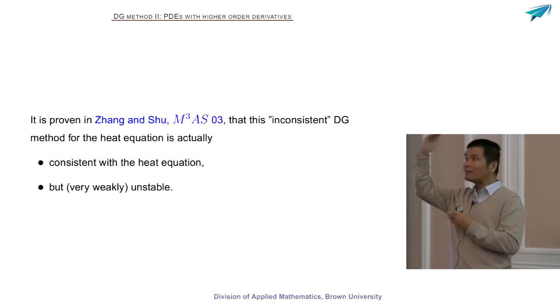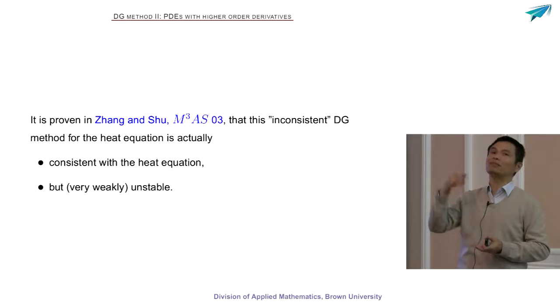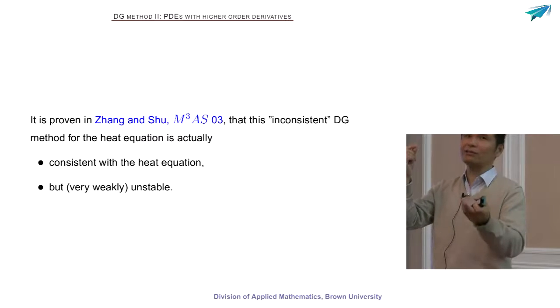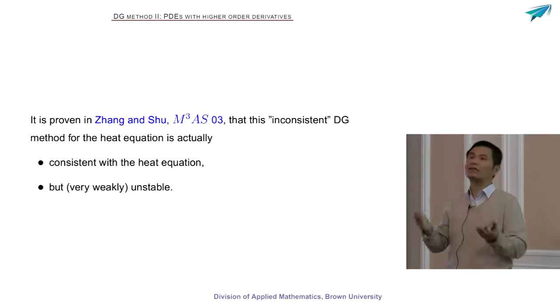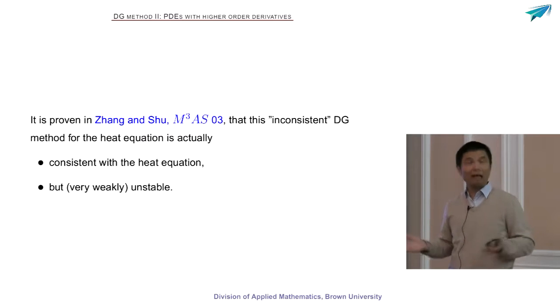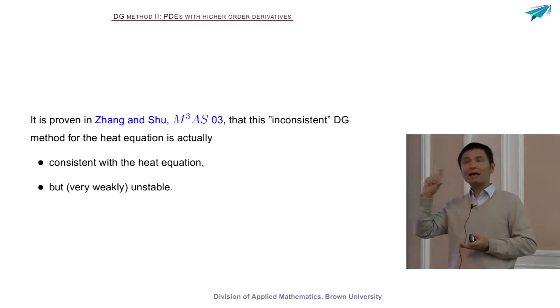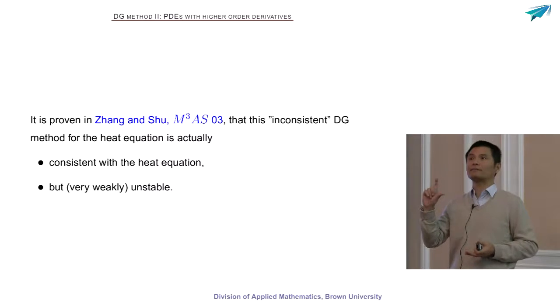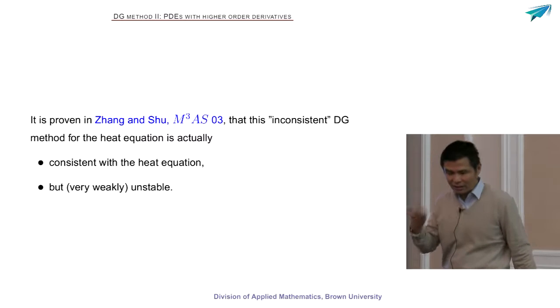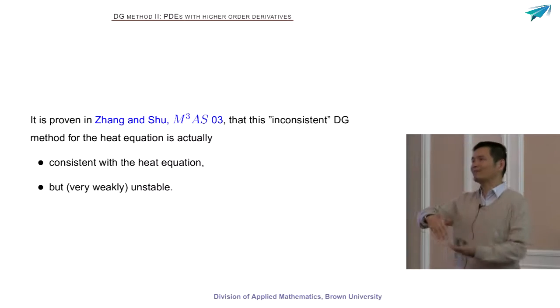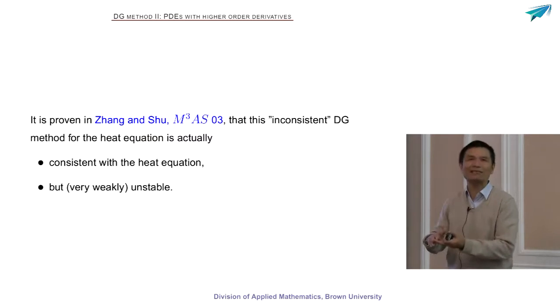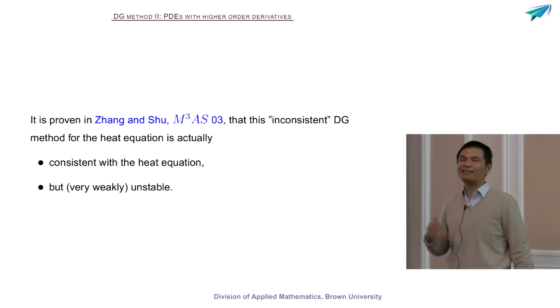So in other words, it is unstable, because you know that stability means that when n goes to infinity, delta t goes to 0, and n times delta t is bounded by capital T, then G to the power n should be bounded. This time, G to the power n is proportional to n. So it's unbounded, and that's the definition of instability. However, this instability is very weak. If you think about it, the amplification is only proportional to the number of time steps. So if you run it for 10,000 time steps, it is raised only to the power of 10 to the 4, right?